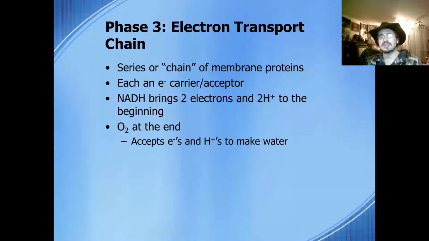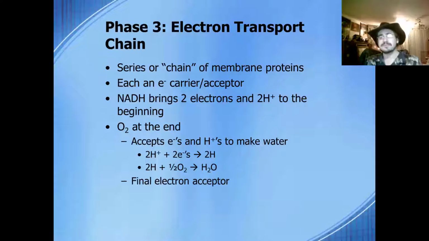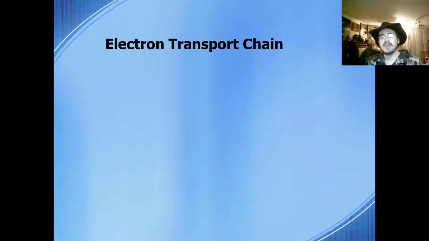Oxygen is going to accept electrons and hydrogens in order to make water. So 2 hydrogens and 2 electrons are 2H. 2H plus half O2 is H2O. So O2 being at the end and binding 2 electrons makes it the final electron acceptor in cellular respiration. So let's take a good look at it.